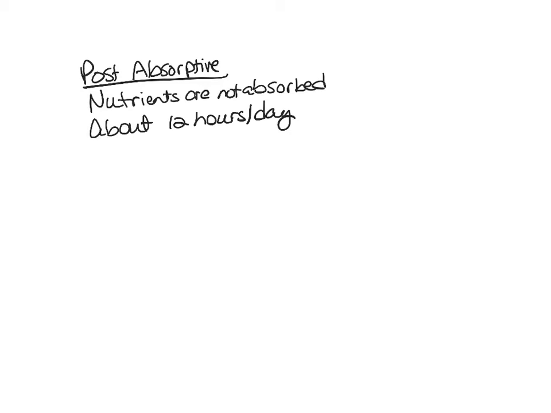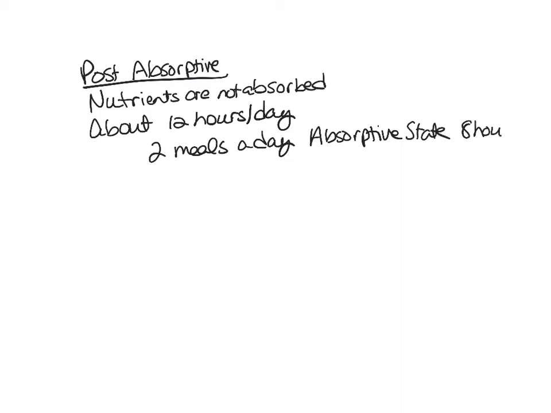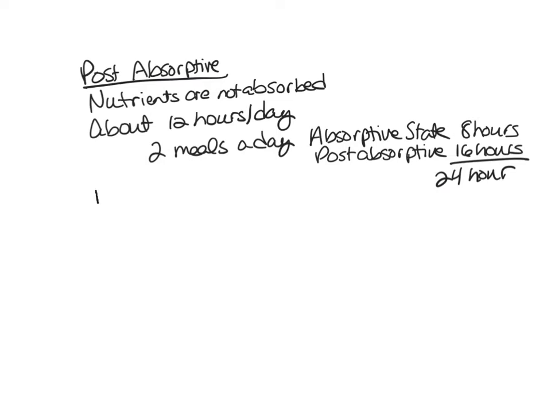So if you only have 2 meals a day and each meal is in the absorptive state, you're in the absorptive state for 4 hours for each meal. So if you only have 2 meals a day, you're in the absorptive state for 8 hours, which means you'd be post-absorptive for 16 hours in a 24-hour period. During the post-absorptive state, you mobilize energy. And you do this to maintain glucose.